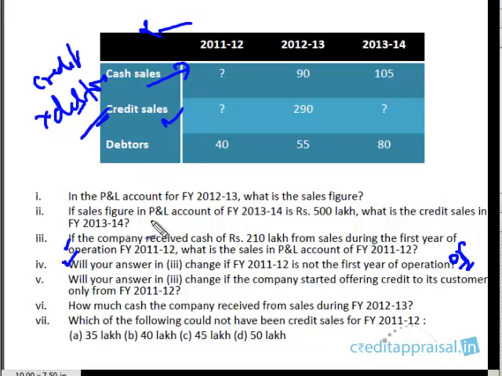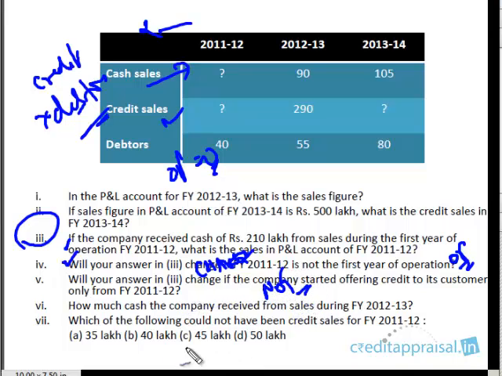So what we are saying is, prior to 2011-12, the company was operating, but it never offered credit, which means there are no debtors prior to this, which means opening debtors is 0, which is similar to the case of third, right? So your answer will not change in this case. In the fourth case we are saying it is not the first year of operation, so we assume there is something called opening debtors, but in the fifth example there are no opening debtors, so your answer will not change.